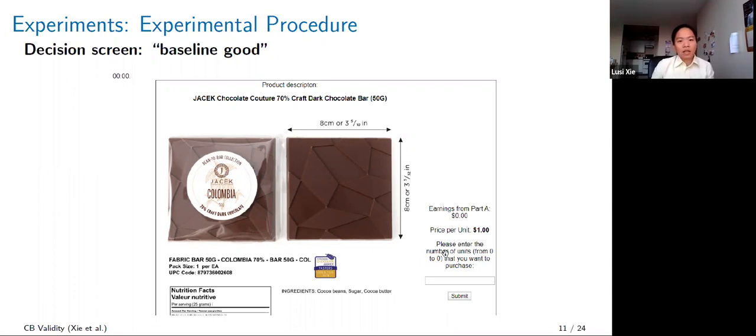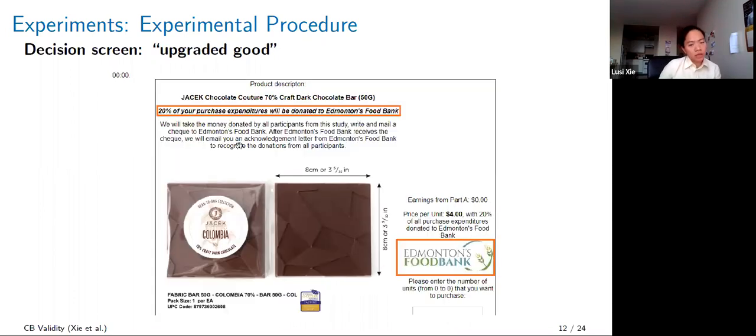And that is for only in the stage 1. And in stages 2 and 3, everything else is held constant. The only thing we added in is the donation part. And in order to make us look more credible, we also add the Edmonton Food Bank's logo. So these are the decision screens that people look at throughout the experiments.